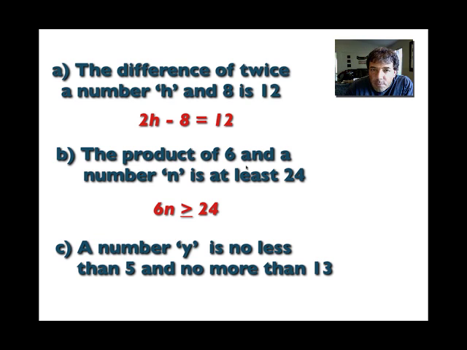Now these are tricky. We haven't really studied these over the last year or so. But taking words and putting them into mathematical sentences is going to be a big chunk of what we do this year. Now let's take a look at the next one. It says a number y is no less than 5 and no more than 13. That means y is going to be greater than 5, but it's going to be less than 13. So it's one of those combined inequalities we had before, where y is going to be right in between two numbers.